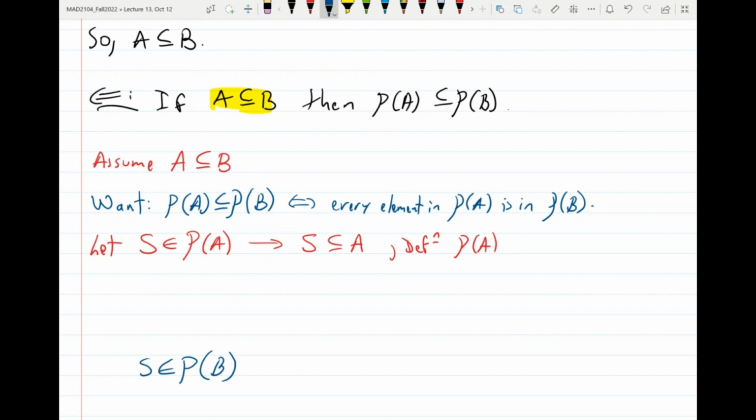In other words, the transitivity of inclusion. If A is a subset of B and B is a subset of C, what can you say about A and C? A is a subset of C. It's a subset because every element in A is in B, and if every element in B is in C, then every element in A is also in C. You understand this? So let's prove that little lemma and then we use it.